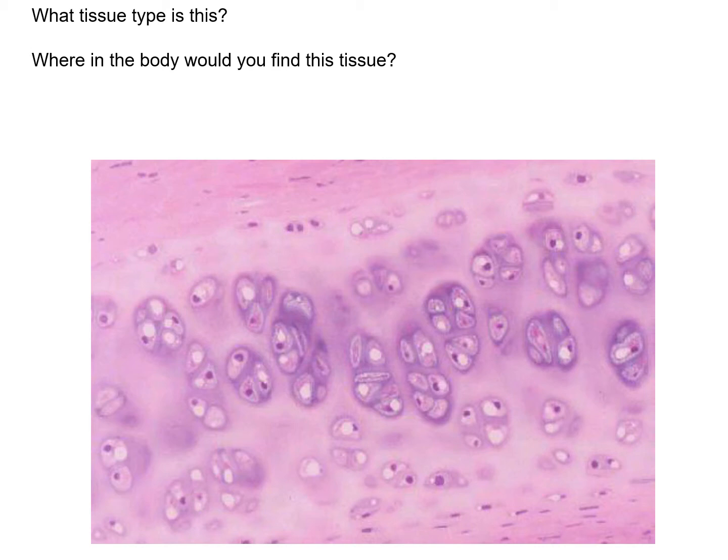Any ideas? Is that elastic cartilage? Nope. Hyaline? It's hyaline. Is cartilage vascularized? No. Where could you find this cartilage? The trachea? That is one place, in the cartilaginous C-rings, yes. There are many others, of course.